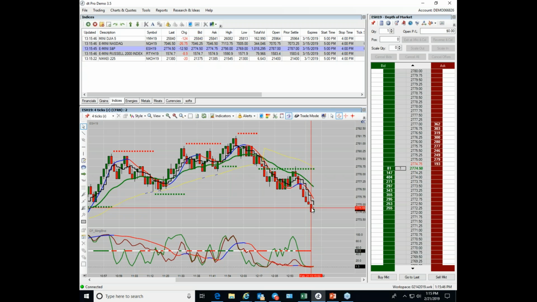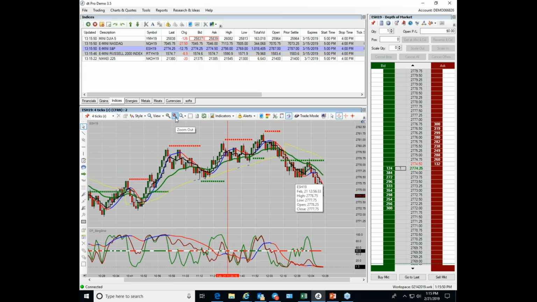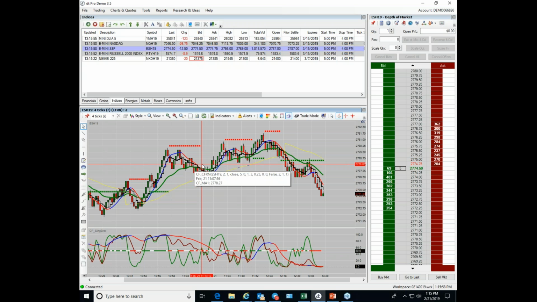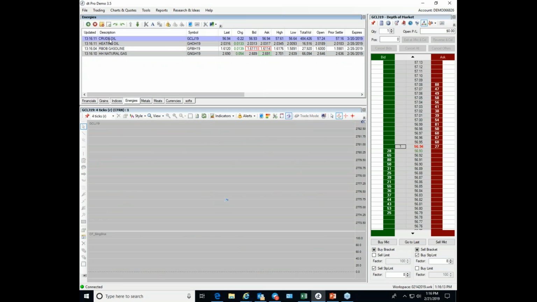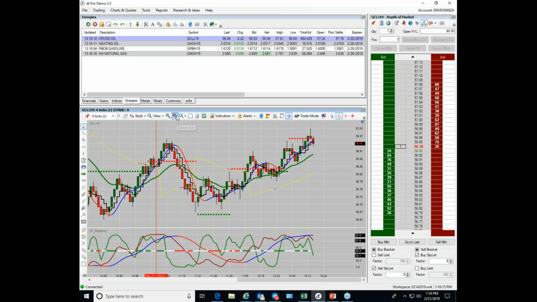Yep, look at what happened. Well, maybe Michael gets that one. I didn't. The point is, I want you to get in the habit of zooming out to make sure that we're trending. That will keep you out of some of those bad trades. That's one of the pitfalls, one of the traps I see people fall into. Zoom out and get to see a little bit more. All right, so let's move on to crude.